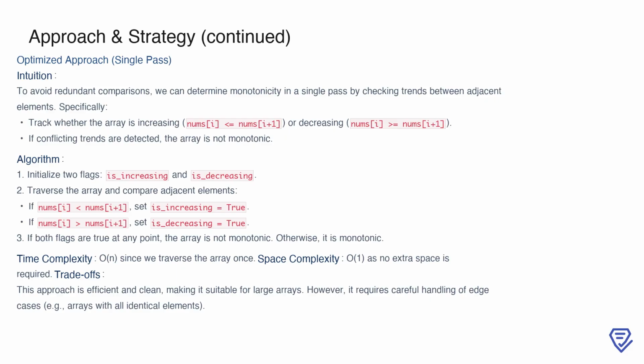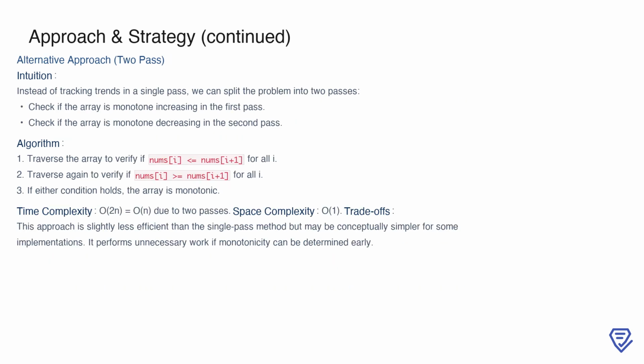If both flags are set to true during the traversal, we know the array is not monotonic. This approach is much more efficient with an O(n) time complexity, as we only traverse the array once. Moreover, it doesn't require any additional space, making it scalable and well-suited for larger arrays. However, care must be taken to handle edge cases, such as arrays with all identical elements, where no clear trend is established. Alternatively, we can use a two-pass approach to solve this problem.